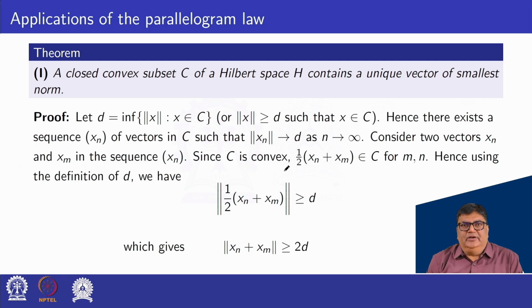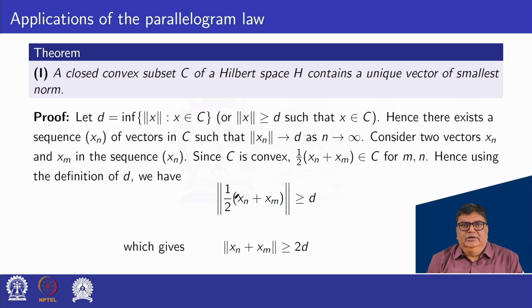Since C is convex, half of (x_n plus x_m) belongs to C for m, n. Hence, using the definition of d, that is d is equal to the infimum of norm x, or norm x greater or equal to d for x belonging to C. Here, this one belongs to C, then by definition of d, we can write norm of half (x_n plus x_m) greater or equal to d, which gives norm (x_n plus x_m) greater or equal to 2d.